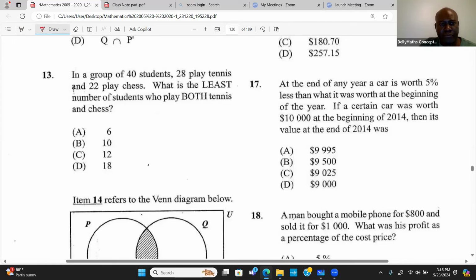So let us go to 13. In a group of 40 students, we're told that 28 play tennis and 22 play chess. What is the least number of students who play both tennis and chess? So what you want to do here is add these two. If I add 28 plus 22 and then subtract 40 from it, so the number in tennis plus the number in chess, and I subtract the union, it should take me there. This is 50. 50 minus 40 will give me 10. So those who play both would have been 10 right here.